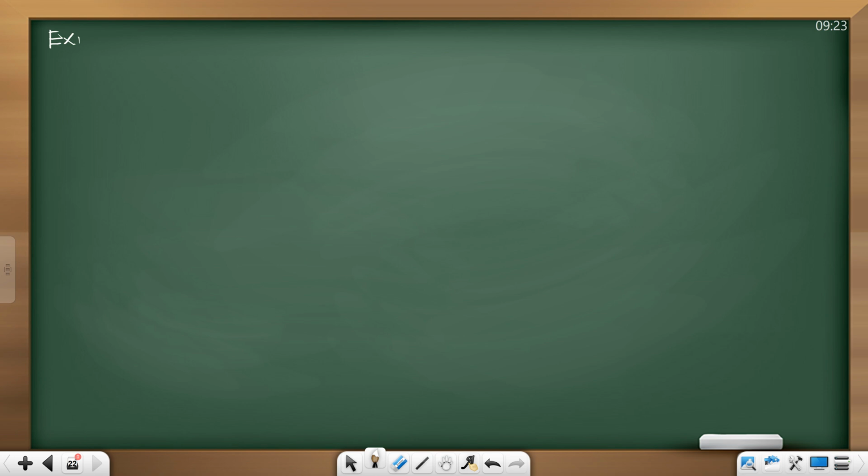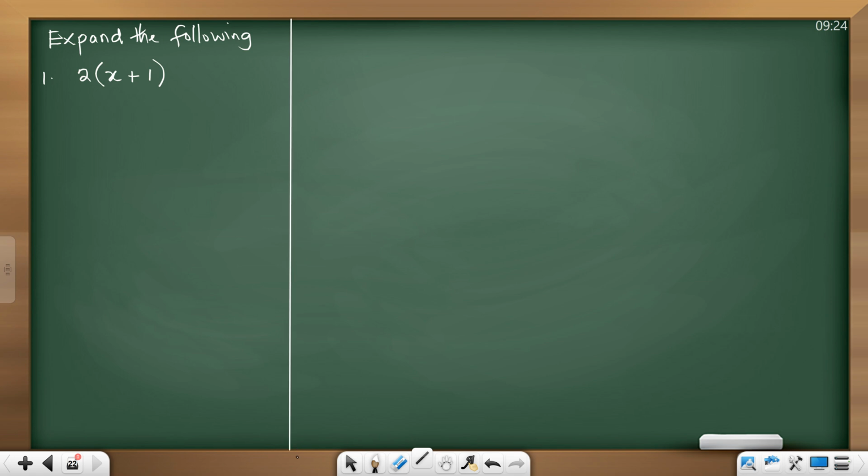Expand the following. Examples. Number 1, 2 into x plus 1. I will be doing all the examples. You just need to follow through. Okay, what would I do? The 2 would multiply that, and in this case, they are all positive. So what would my answer be? Positive 2 times x would be what? 2x. Positive 2 times positive 1 will be positive 2. I'm done there.